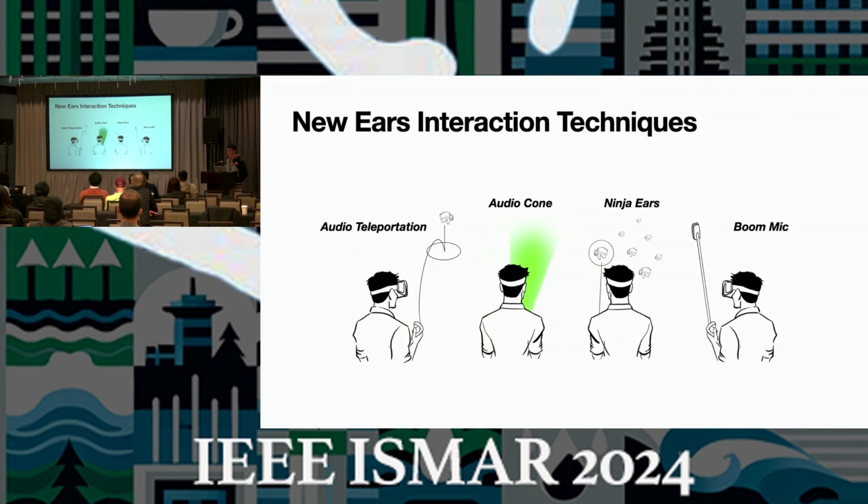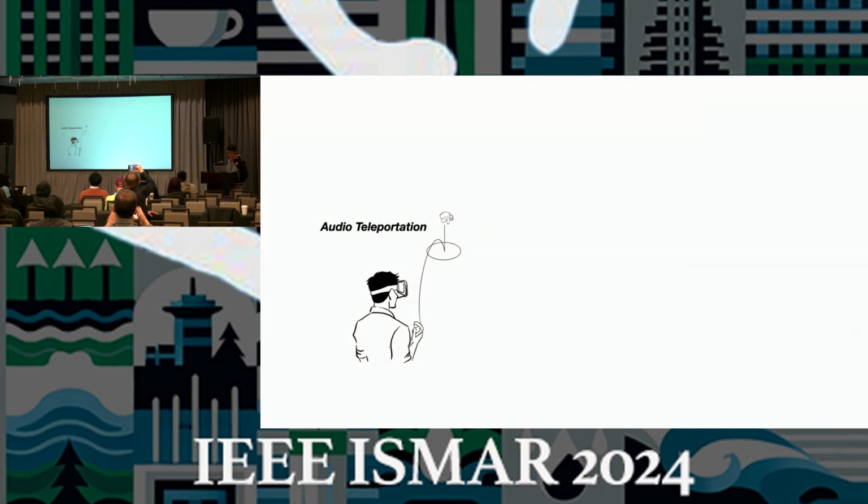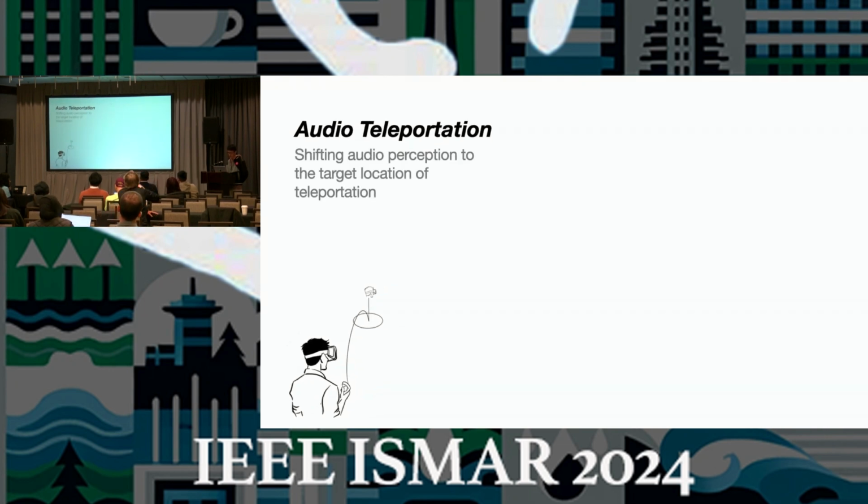To this end, we iteratively designed and developed 4 auditory interaction techniques, each with unique design rationale inspired by prior work. So now let me introduce you to each one. The first technique is called audio teleportation. As the name suggests, audio teleportation integrates auditory perception with teleportation, a common locomotion technique in VR that allows users to point to a target location and instantaneously jump there.